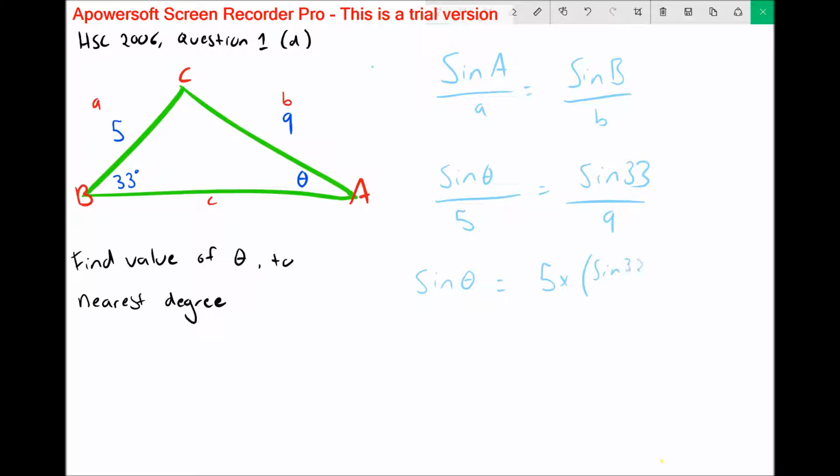5. Now, in order to find theta, we must get the inverse of sine and plug in 5 sine 33 over 9. From this, we get a value of 17 degrees and 36 minutes, but because the question says nearest degree, we round it up to 18 degrees.